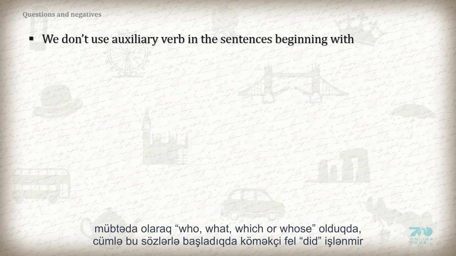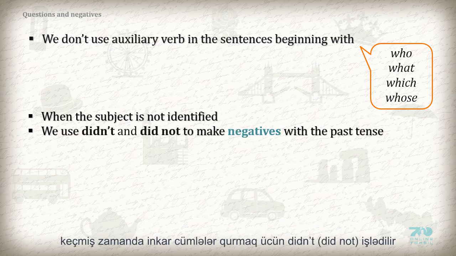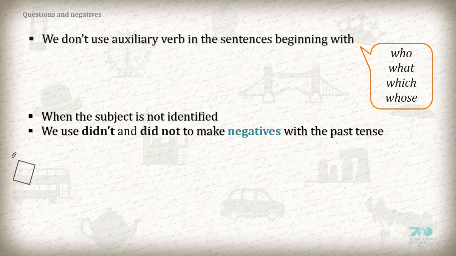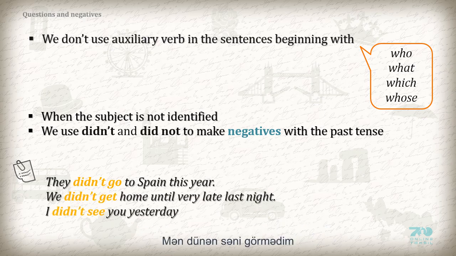We don't use an auxiliary verb in sentences beginning with who, what, which, or whose, when the subject is not identified. We use didn't, did not, to make negatives with the past tense. They didn't go to Spain this year. We didn't get home until very late last night. I didn't see you yesterday.